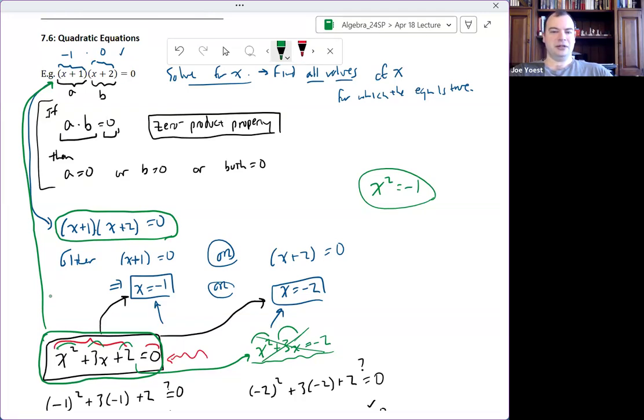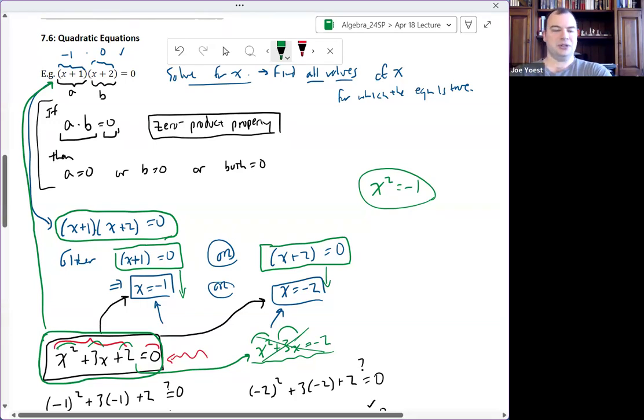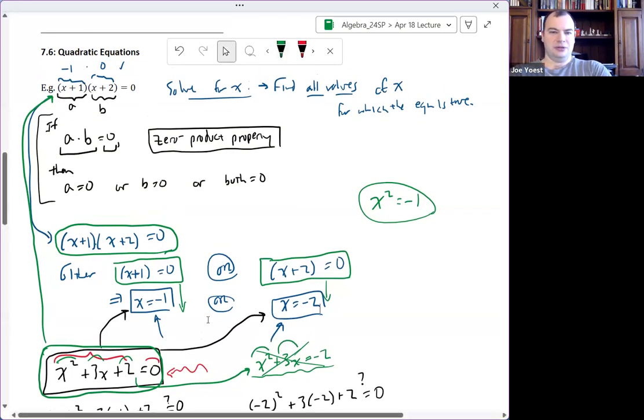If I have a product of two linear factors equals 0, then either the first linear factor equals 0 or the second linear factor equals 0. I've taken my quadratic equation that's quite complex, quite difficult, and broken it into two problems, but each problem is easier. Each problem is just a linear equation. And then I can just solve each linear equation. These two happen to be pretty easy to solve, and I get my two solutions. And then I would say something like, the solutions to this equation are x equals -1 and x equals -2.